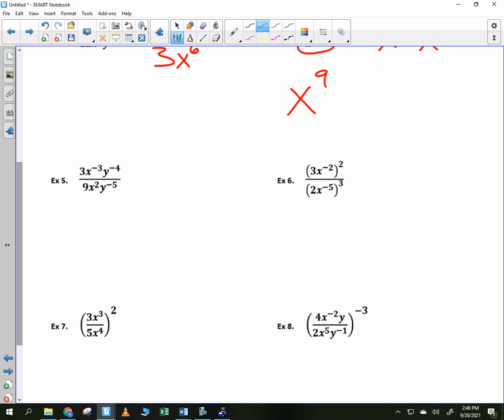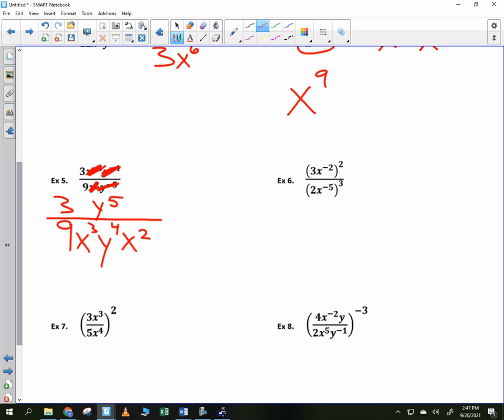So for the next problem, I have 3 on top, I have 9 on bottom. Where does the x to the negative 3rd go? Goes to the bottom and makes x to the 3rd. Y to the negative 4th goes to the bottom to make y to the 4th. X squared, that stays right where it is, in the bottom. Y to the negative 5th, that's got to move to the top. So whenever you see a negative exponent, move it to where it's not.